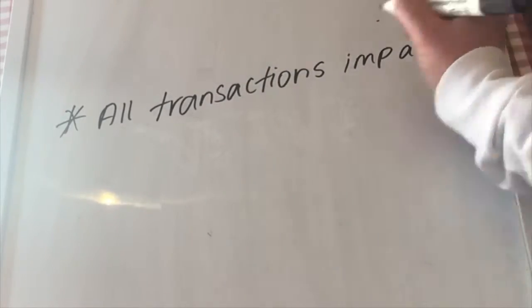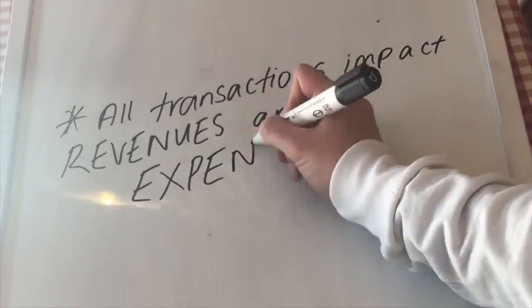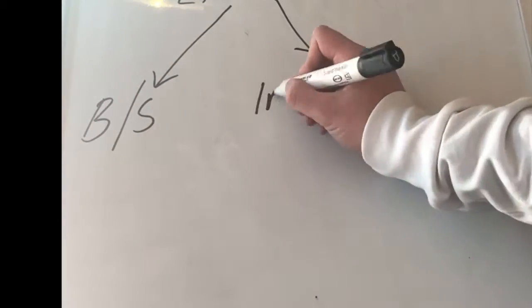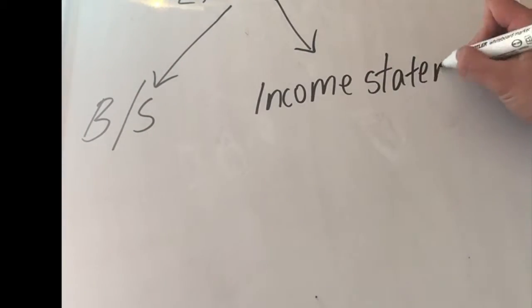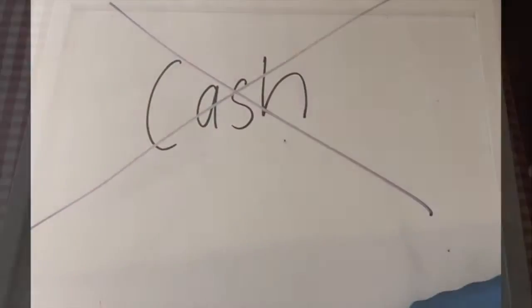Thus, adjusting entries must be made in the general journal after the trial balance has been prepared. All transactions impact revenues and expenses. This records incurred expenses and earned revenues that have not yet been recorded. There must be one account from the balance sheet and one account from the income statement. Adjusting entries never involve cash, as it is not a transaction.